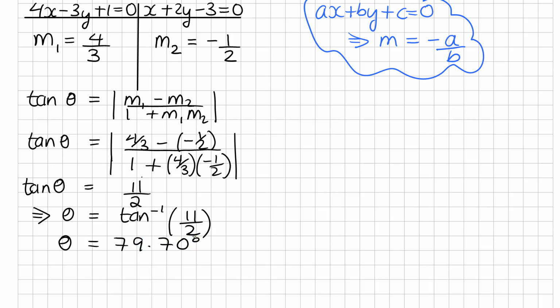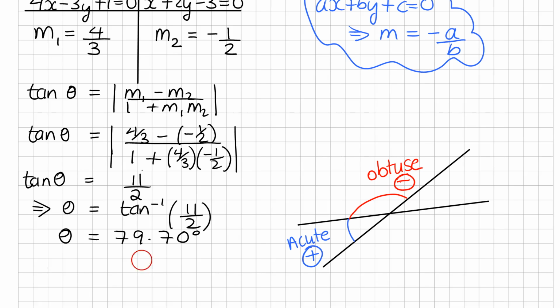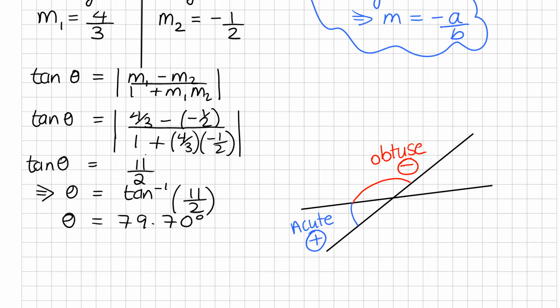Now remember, that's not the one we're looking for. So we have a scenario here where we have two lines. Obviously we have an acute angle, and we also at all times have an obtuse angle. The acute angle will be the positive answer, and the obtuse angle will be the negative answer. So if we always find the positive answer, the obtuse angle is simply going to be the one we want.